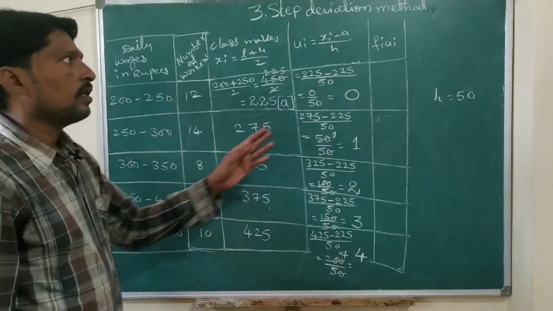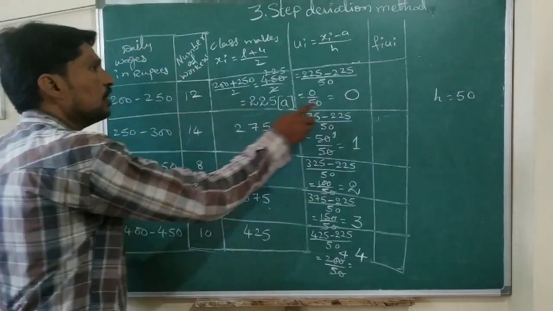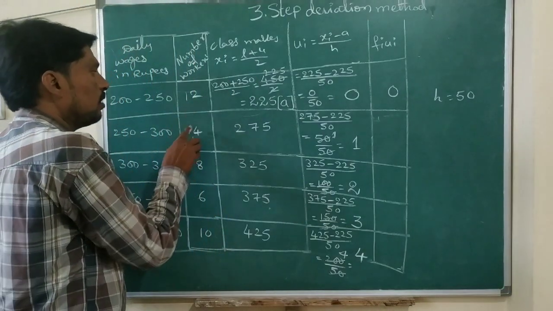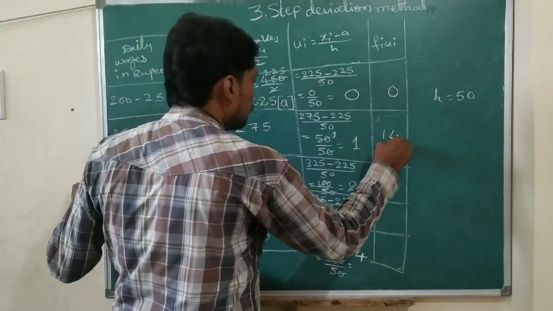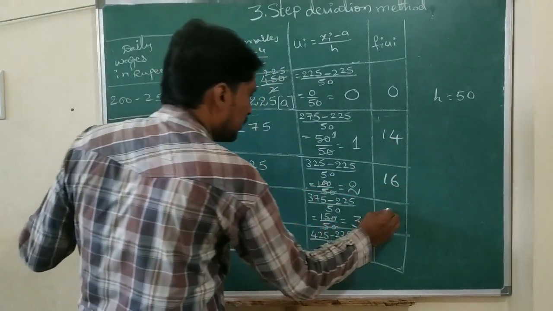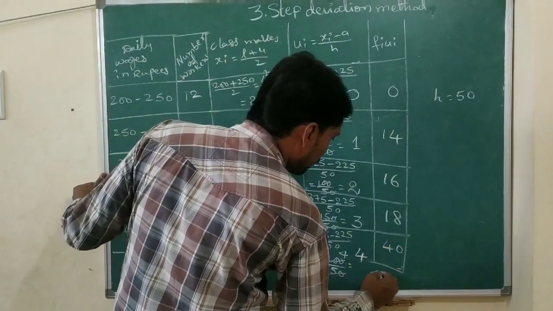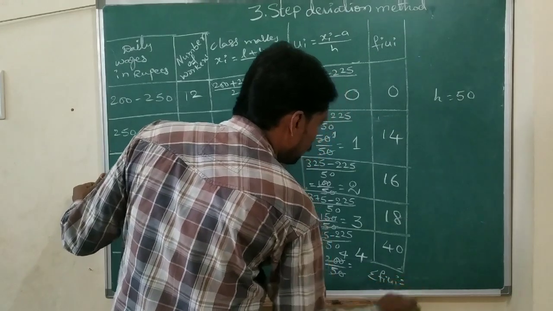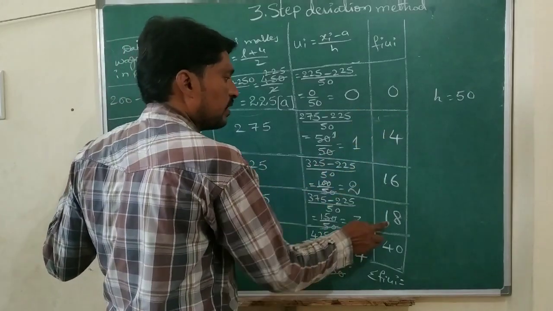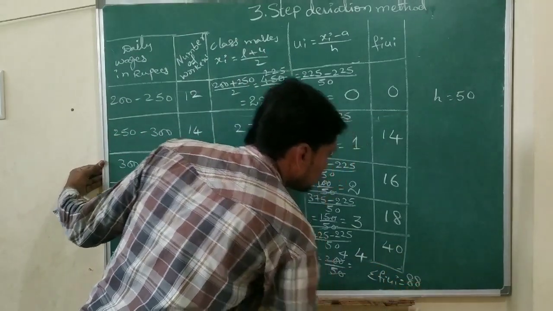Now we need to take fi and ui, that product. fi means here 12 into 0, which is 0. Next, 14 into 1, 14. 8 into 2, 16. 6 into 3, 18. 10 into 4, 40. Now we need to find sigma fi ui: 0 plus 14 plus 16 plus 18 plus 40. Adding this total, we get 88.